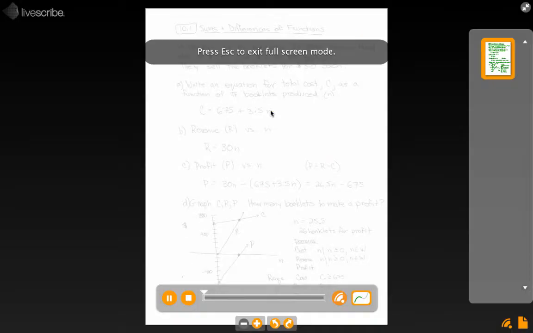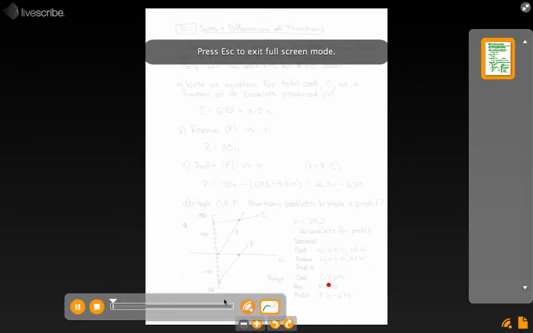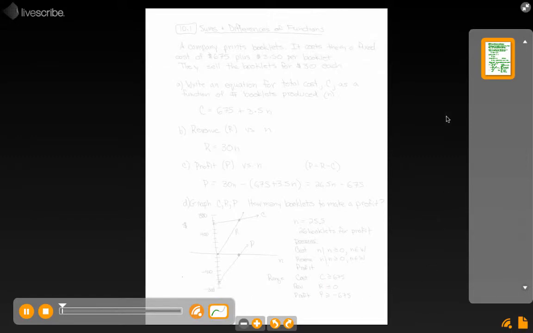This example comes out of section 10.1, sums and differences of functions, and it's our word problem. So the setup to this problem goes like this, without writing a novel. It says a company prints booklets, costs them a fixed cost of $675, and then another $3.50 per booklet. They sell the booklets for $30 each.